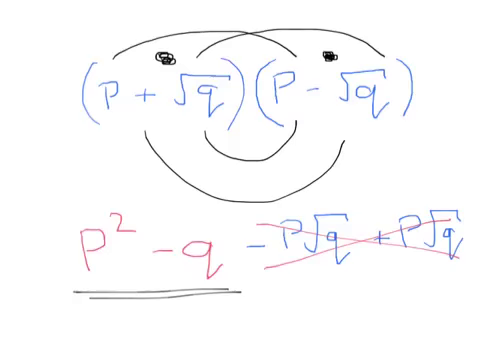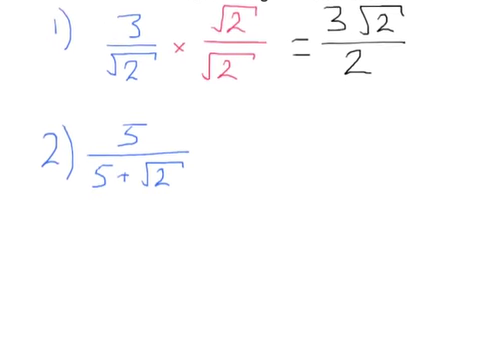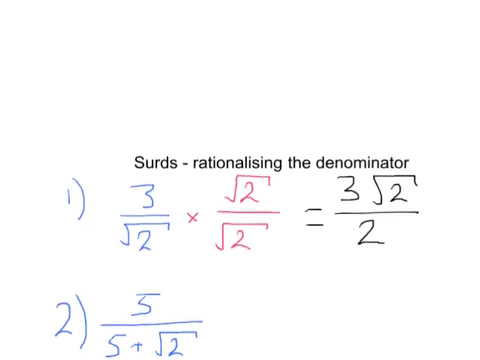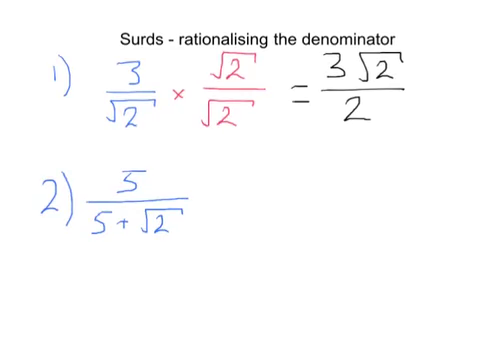So let's go back to our original problem. We've got 5 plus root 2 as our denominator. So I need to work out what I need to multiply this by in order to get rid of this root 2 on the bottom. And what I'm going to have to multiply this by would be 5 minus root 2.